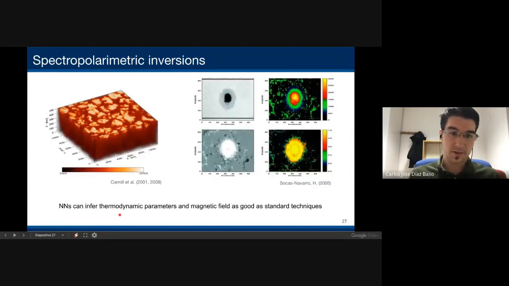And of course, this is not a new idea. People, since 20 years ago, have been trying to accelerate these spectropolarimetric inversions using neural networks. And they have shown how we can infer and estimate the temperature, the velocity, and also here the magnetic field as good as when we use standard techniques, but in a much faster way, with values around 1 million times faster.